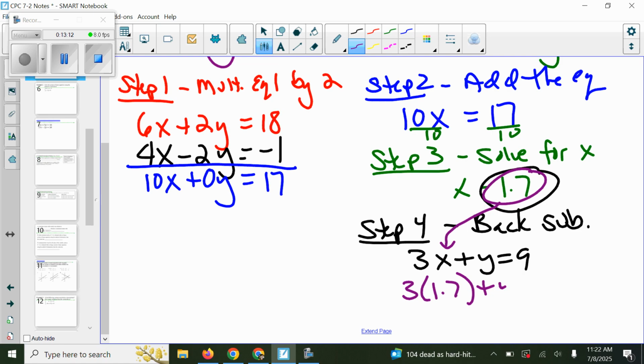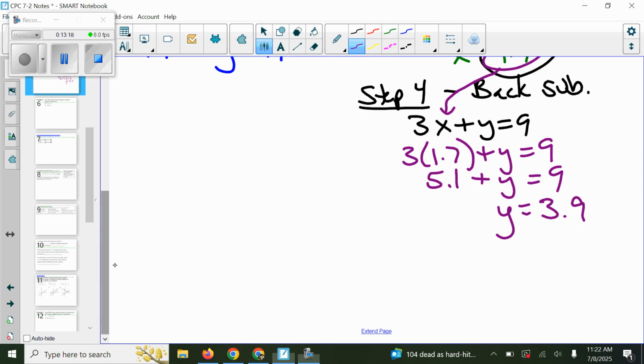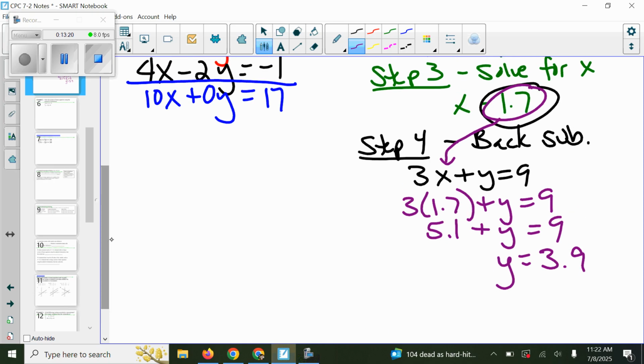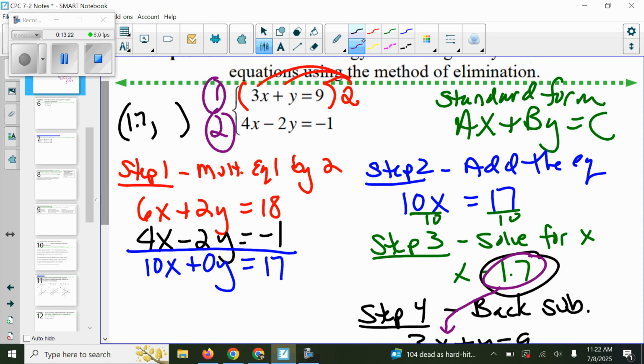I'll give you a moment to go ahead and do that. So do your calculation and come up with y. And it looks like to me, I got 3.9. Hopefully that checks out for you. So now we have the second component in our ordered pair. We have the 3.9. So we have our solution set, our value.